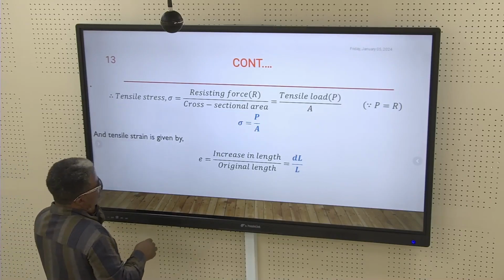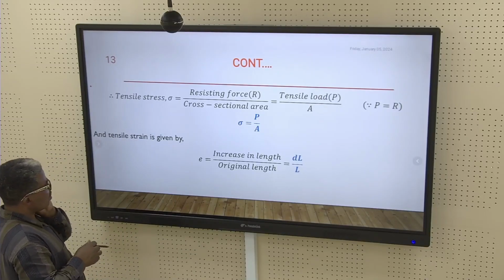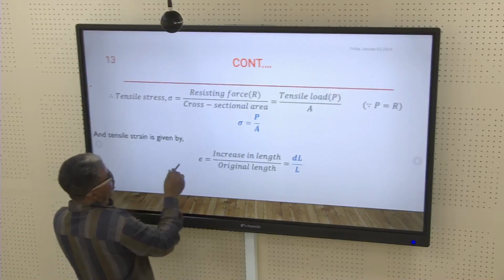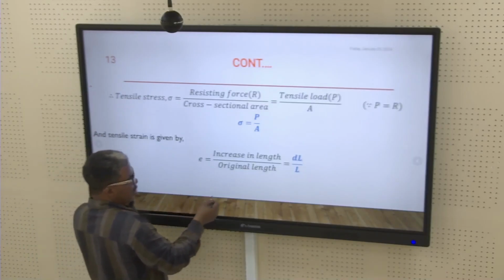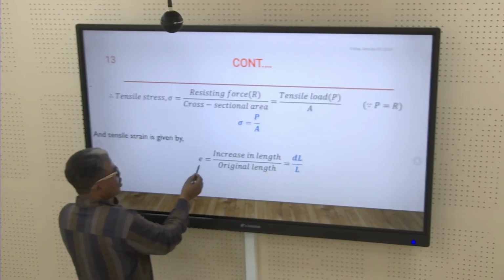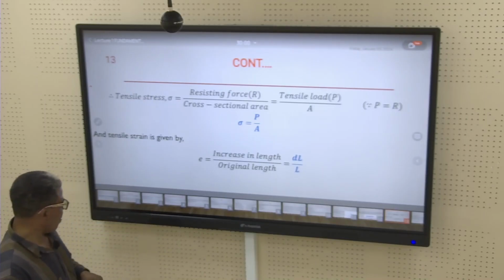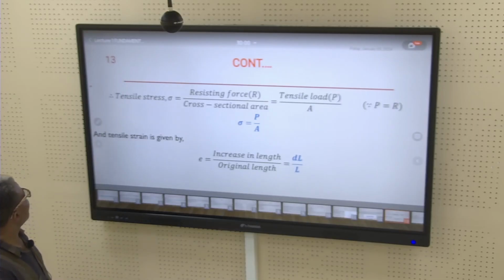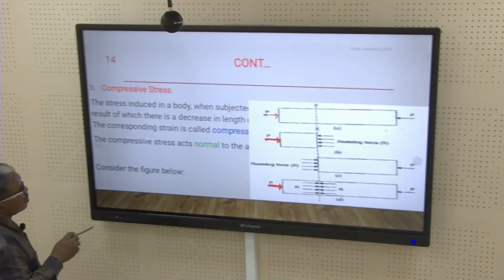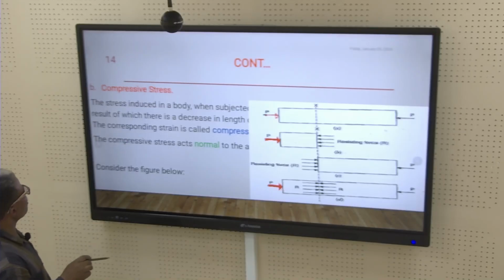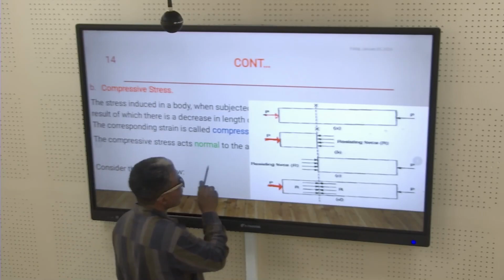So for the same object, once it's subjected to external force, this is how, if there is deformation, we get stress. If there is a change in size or dimensions, we get strain. So increase in length, change in length over original length, you get strain. So that has been the tensile stress.